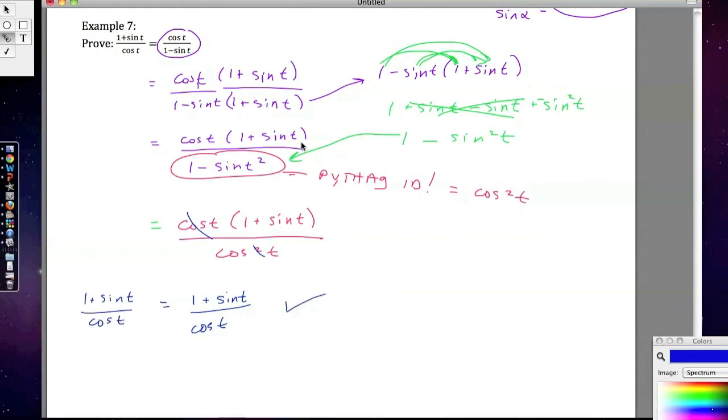Okay? So another trick that we learned is to multiply both sides by the numerator of one of the sides, or multiply the top and the bottom by the numerator of the other side.